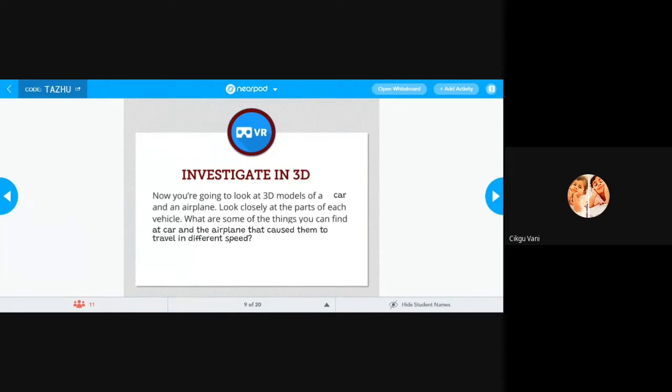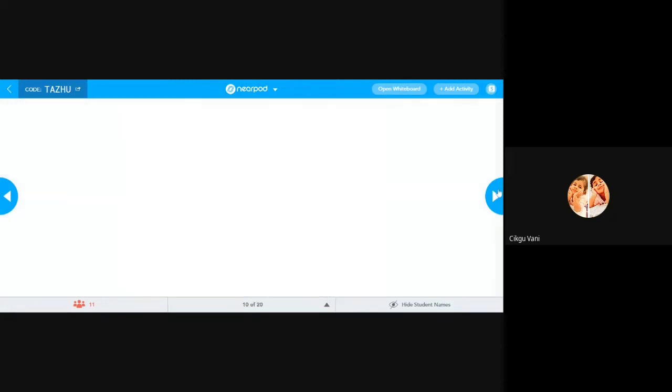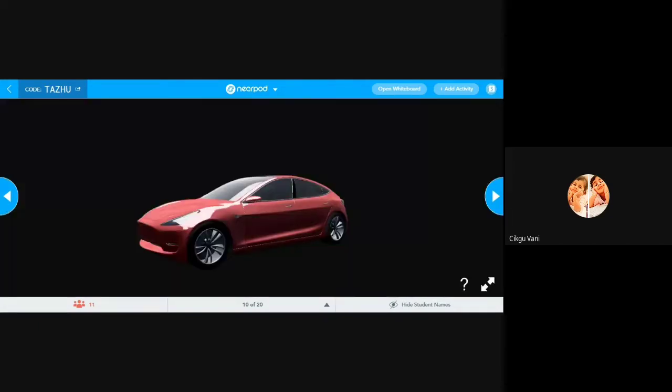Benda tu akan berpusing. While you're looking at that, just think about one thing. Apakah benda, okay, what are some of the things that you can find in a car and in an aeroplane that cause them to travel at different speeds? Kenapa car macam ni kelajuan dia? Kenapa aeroplane begini kelajuan dia? Okay, let's begin. We're going to look at the model of a car first.